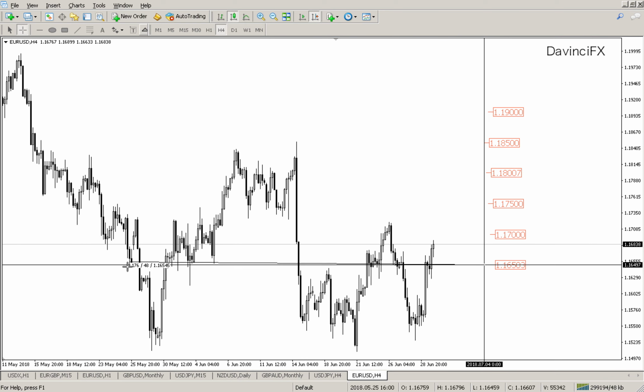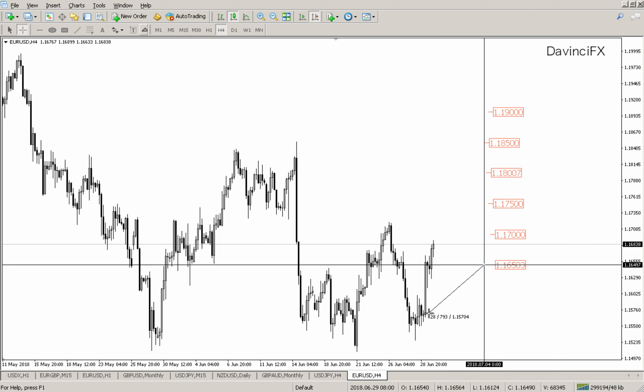Price used that support there, bounced up, broke below it. Once it got above it, again, we're seeing wicks go through that level. What do we see here? Price missed that level just shy of it. It broke above it. We see a consolidation at that 1650 level.